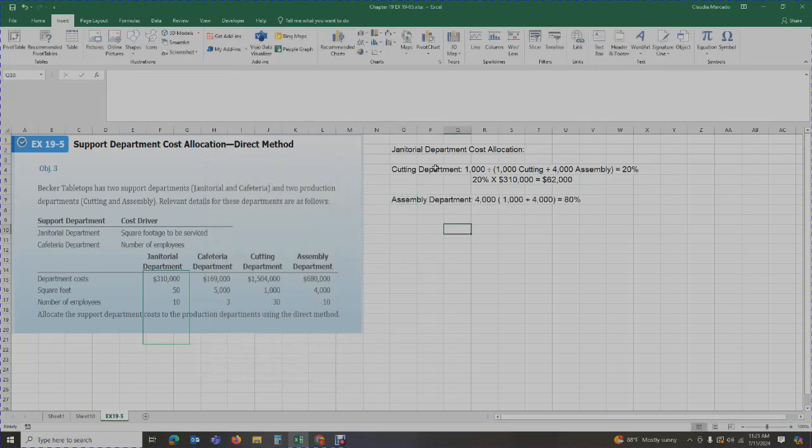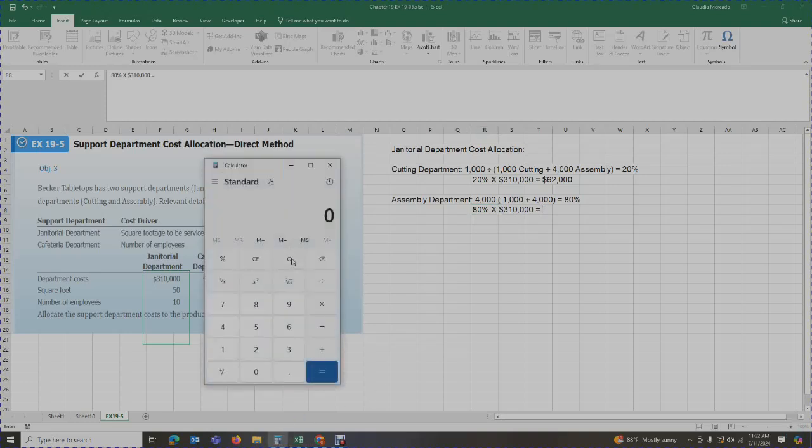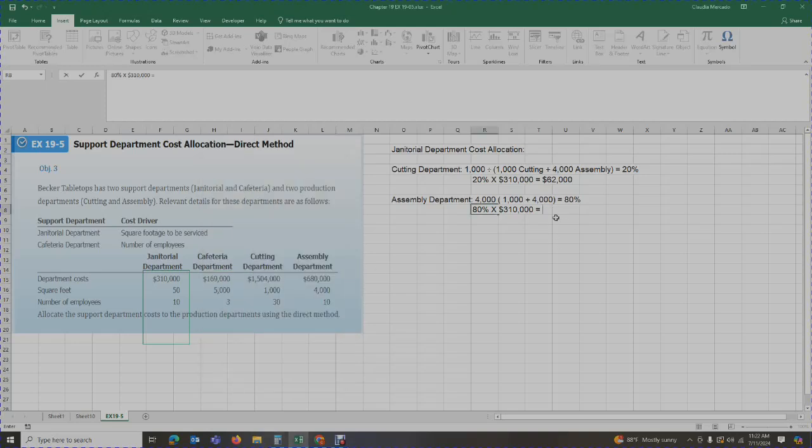So that means that the cutting department gets charged 20% of the expenses for janitorial, and the assembly department gets charged 80% of the cost for the janitorial, because the assembly department is much bigger in square footage. We're distributing the cost based on square footage. So now we're going to take 80% of the total cost of 310,000. We've got 310,000 times 80%. That gives me $248,000.